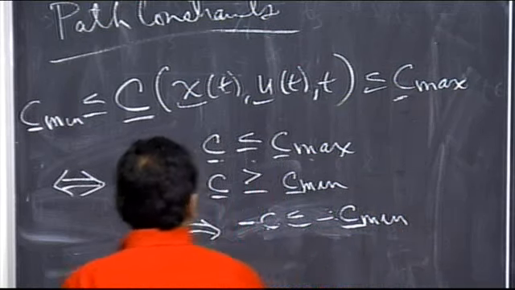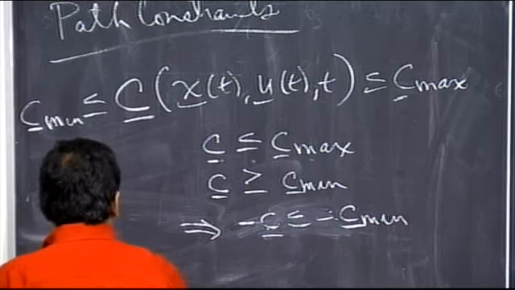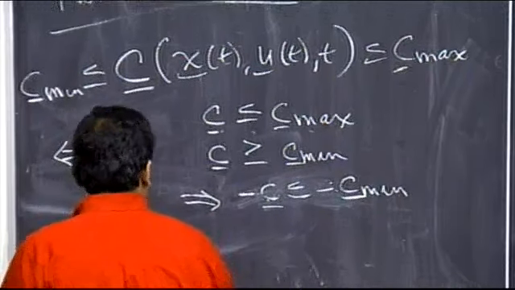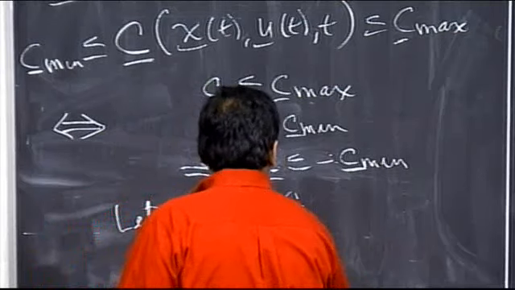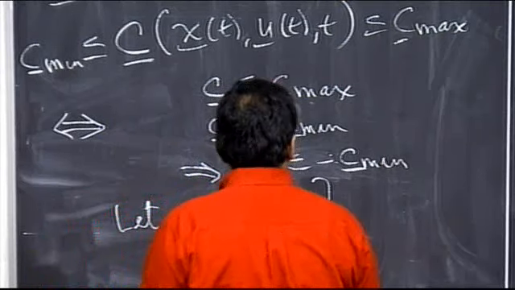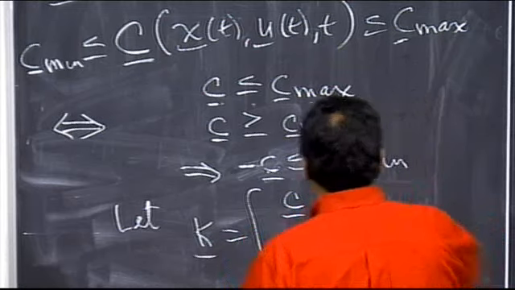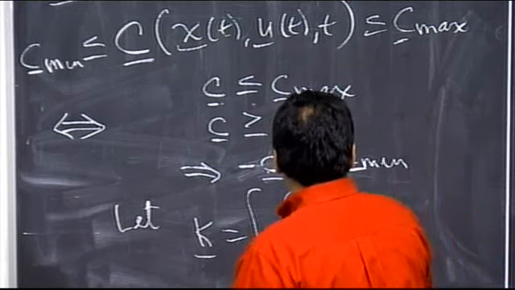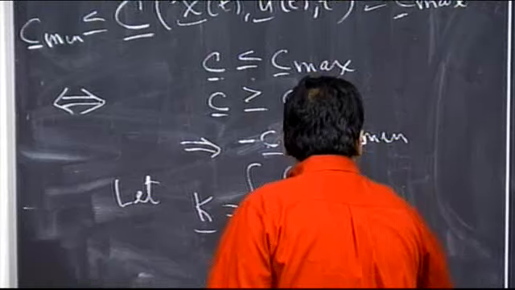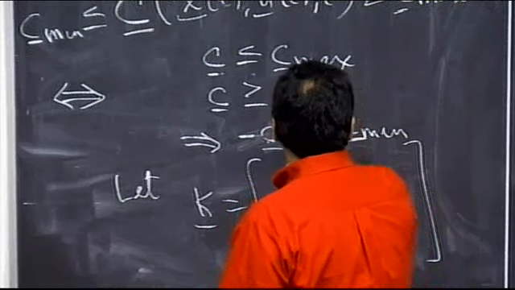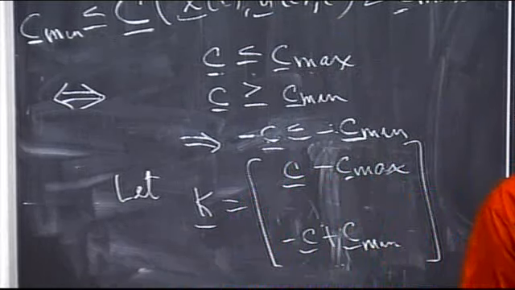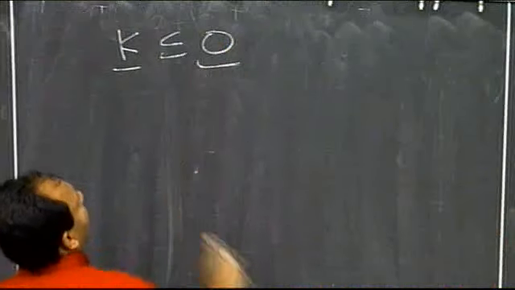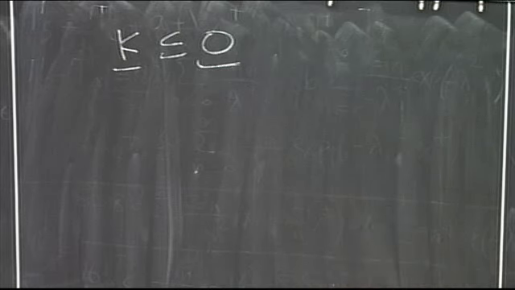So we could construct a new vector. We could say let's call it K equal to C, and then I could subtract C min, and then I could say this is C minus C max, and I could write it as K is less than or equal to 0, right, if I write it that way. Now, that's just another way of being able to write it.